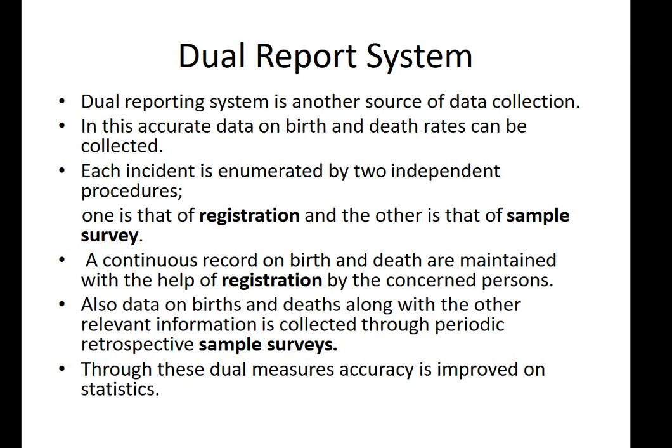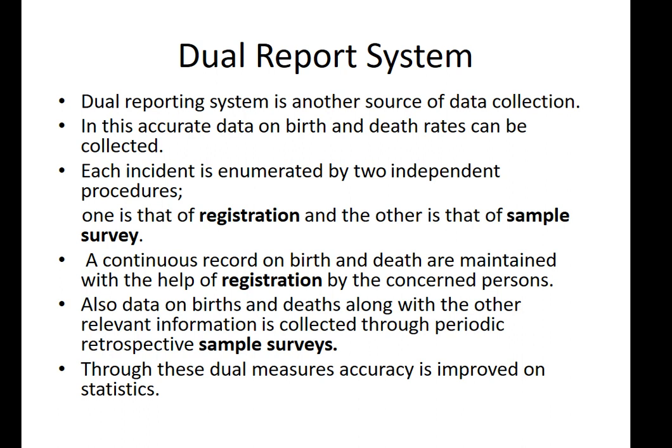Now the fourth method is the dual report system. The dual reporting system is another source of data collection. In this, accurate data on birth and death rates can be collected. Each incident is enumerated by two independent procedures. One is that of registration and the other is that of sample survey.